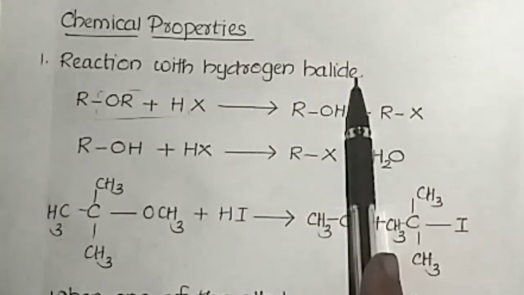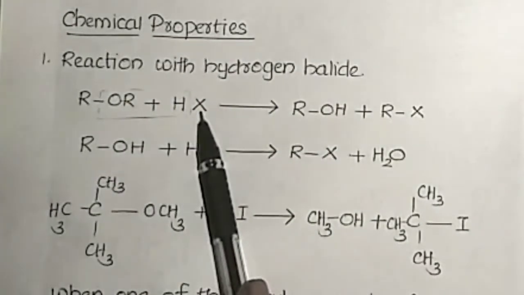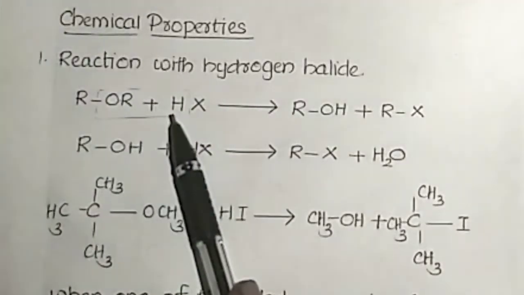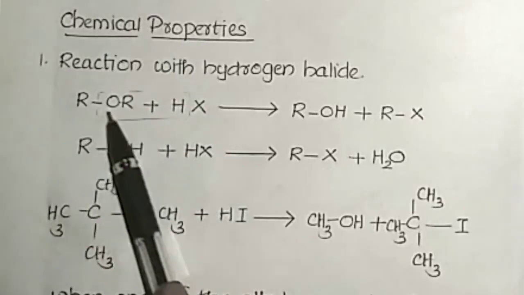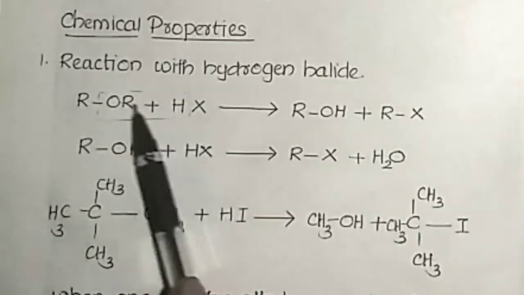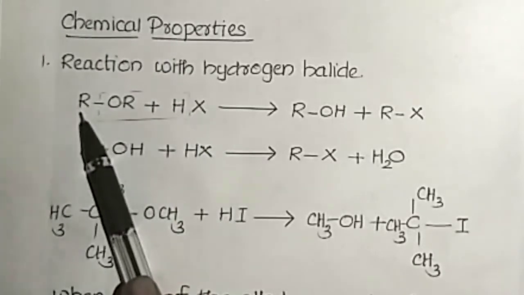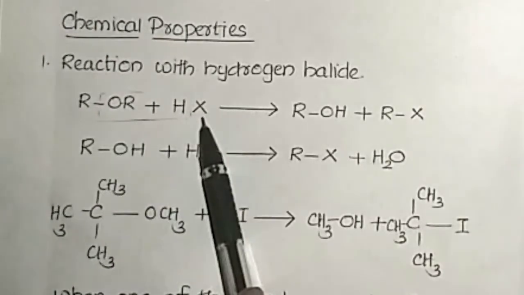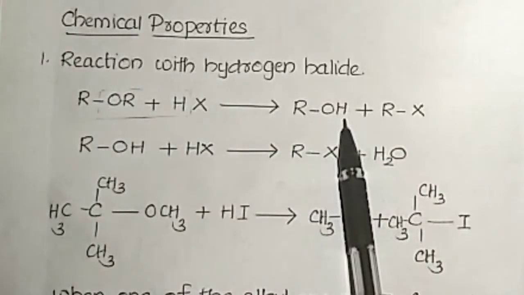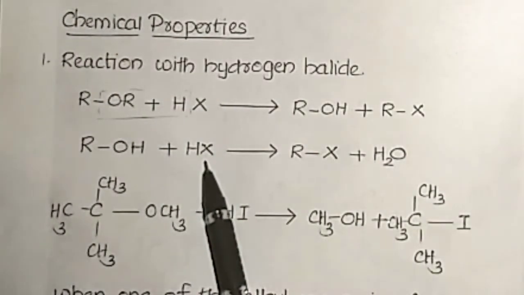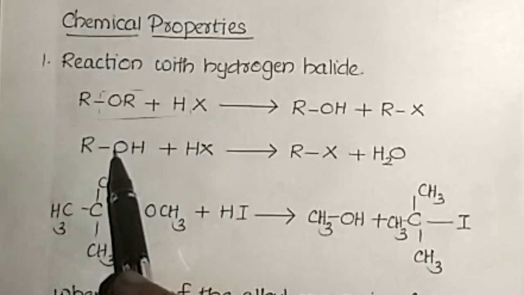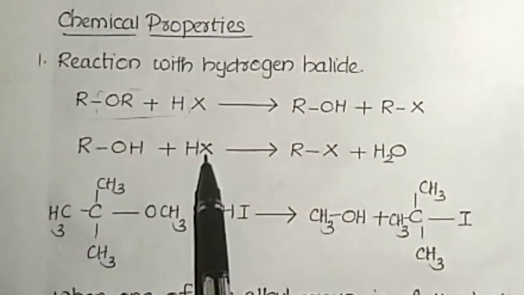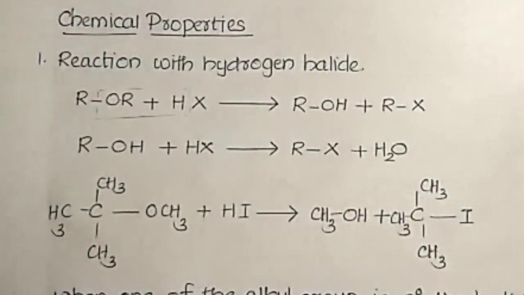Reaction with hydrogen halide. Ethers on reaction with hydrogen halide give ROH, alcohol, plus RX. Here it combines to form ROH, and the remaining R and X combine to form RX. This ROH alcohol again combines with hydrogen halide, with water molecule elimination, H2O, and the remaining R and X give RX plus H2O. That is, we get an alkyl halide.